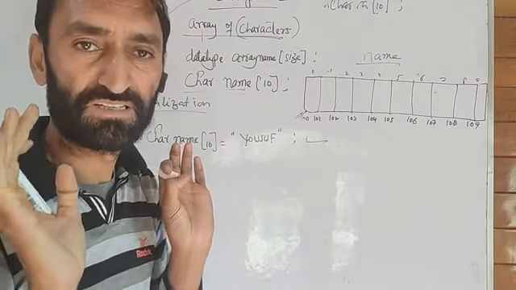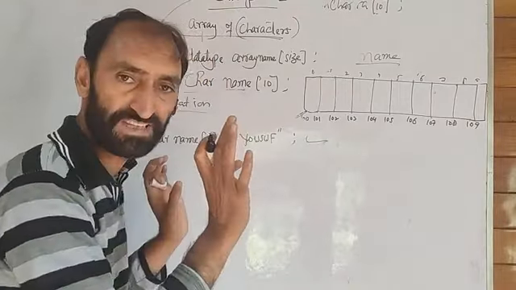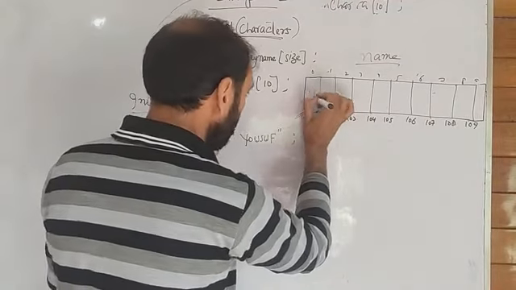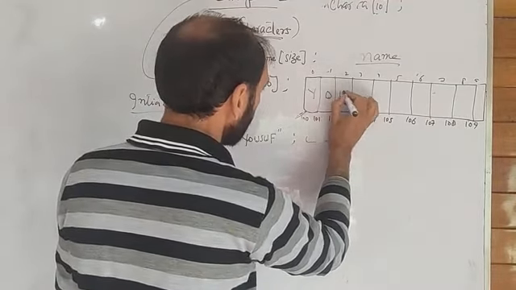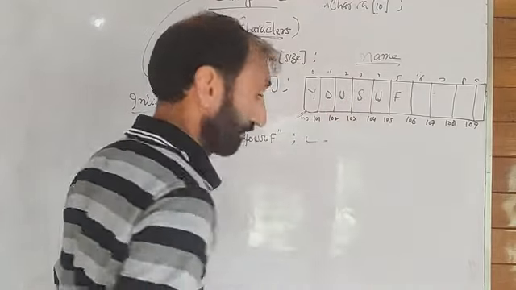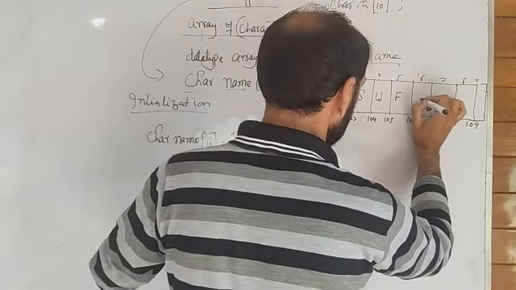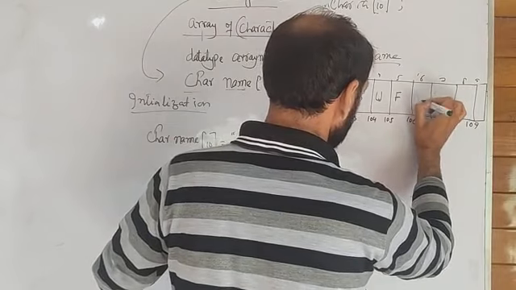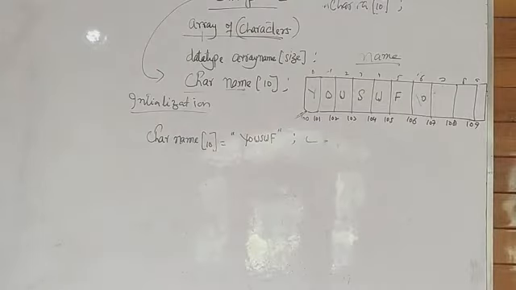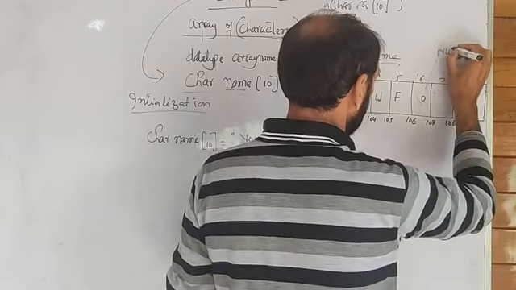Declaration as well as initialization take place at the same time, here in one line. Here also declaration, here also initialization. One is Y, then O, then U, then S, U and F. Take care. Last one here is \0. Here \0 gets added. Yes, null character. That is one null character.